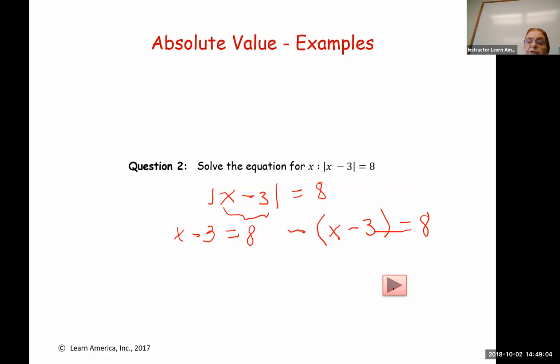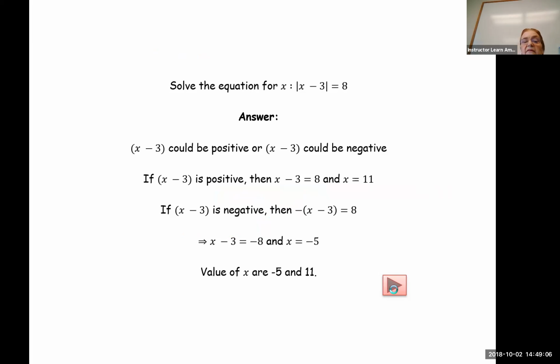So we carry through this solution, okay? If this is positive, we have that x minus 3 is equal to 8 and x is equal to 11. But if it's negative, it's its opposite, which is equal to 8. So x minus 3 must be -8 and x would be -5. Therefore, the solution set in this case consists of the elements -5 and 11.